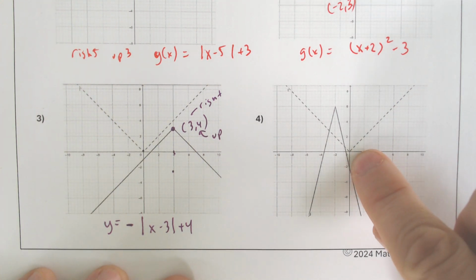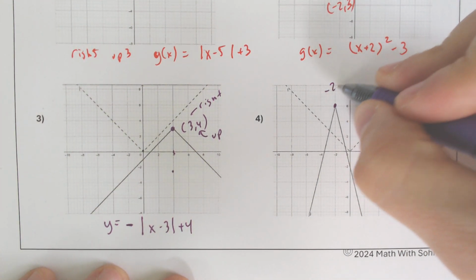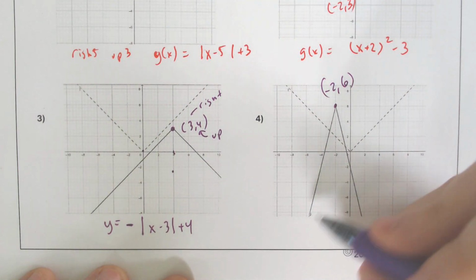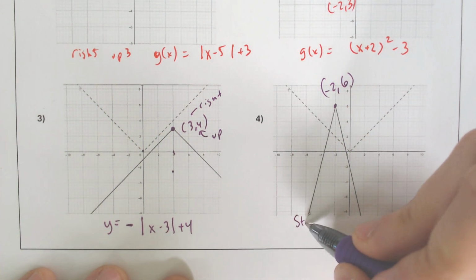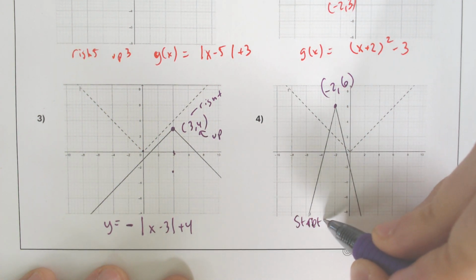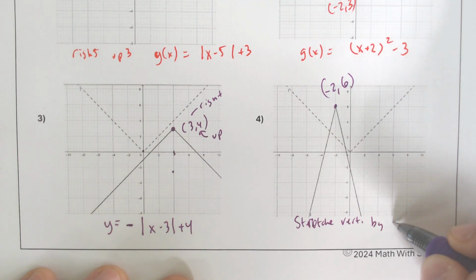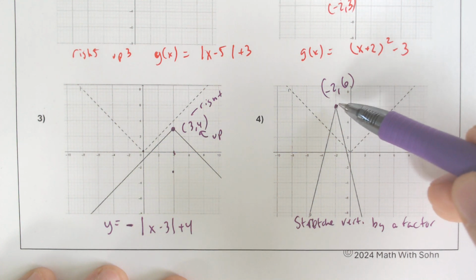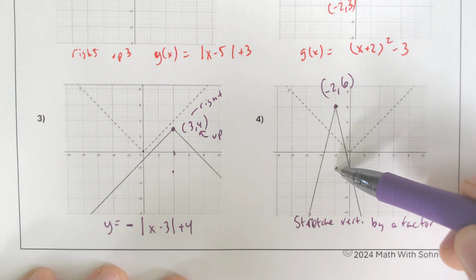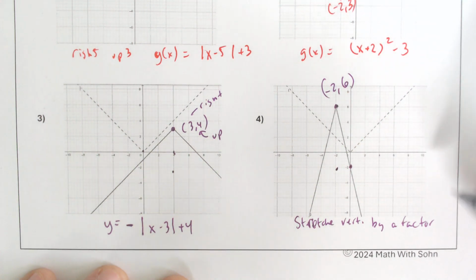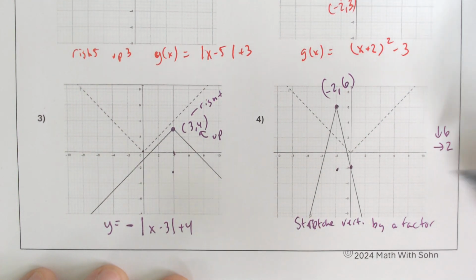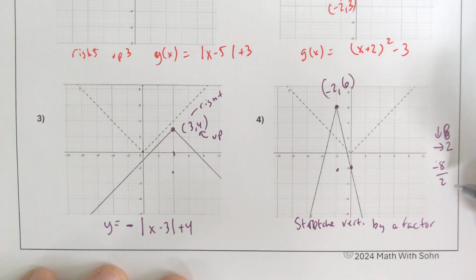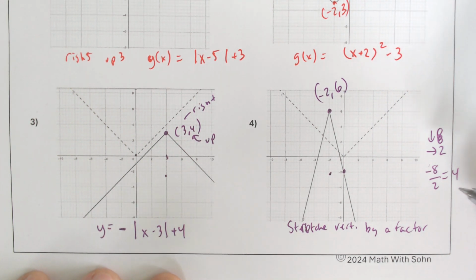For number 4, this one has a vertex of negative 2, comma 5 or 6. Okay, so it is another absolute value, but notice how it's a little skinnier. So this one is stretched vertically by a factor of how much? Well, it's kind of hard to tell, so I'm just going to go from the 6. It's going down from 6 all the way to negative 2, and then over by 2. So it went down by 8 and over by 2, 8 over 2 is stretched vertically by a factor of 4.